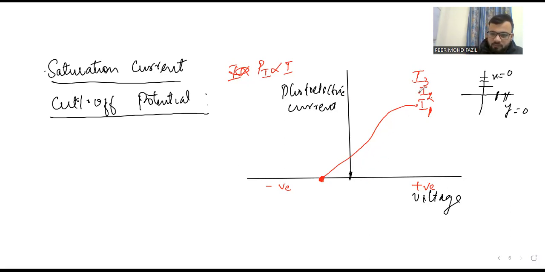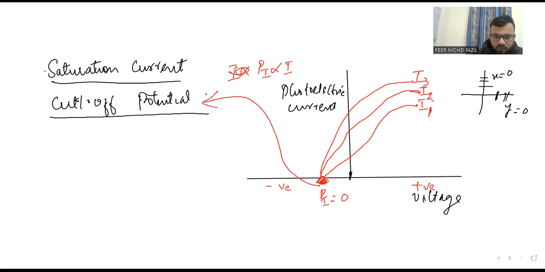Similarly, if I increase the negative potential, electrons will get repelled. When the electrons get repelled, there will be no photoelectric current. So they will reach a particular value, just as in the drawing, dear students. This value at which photoelectric current is 0 is what we call the cutoff potential, and I will note it here.